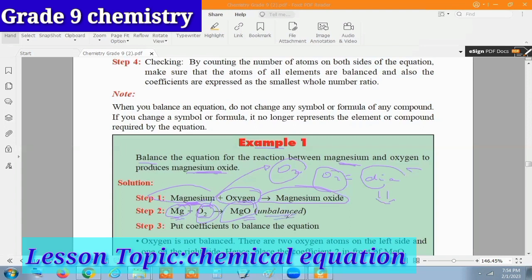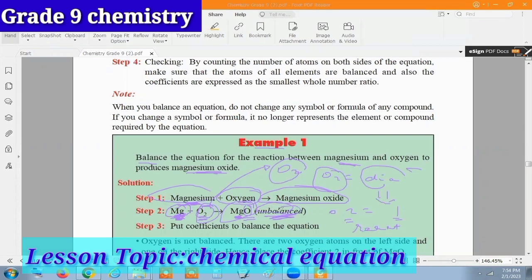Now the equation is unbalanced because the number of atoms on the reactant and product sides are not equal. On the reactant side, we have only one magnesium, and on the product side, we have only one magnesium. So the number of magnesium is equal, but here we have 2 oxygen atoms, while on the product side we have only 1 oxygen atom. This indicates that 2 atoms on the reactant side are not equal to 1 atom on the product side, so the reaction is unbalanced.